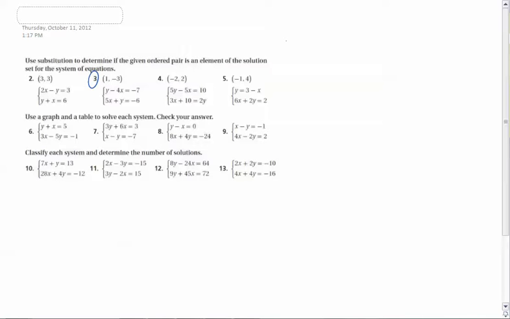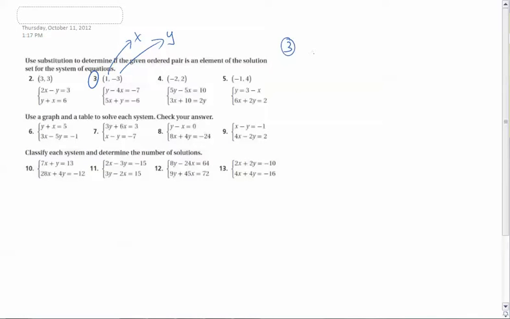And so with this, basically what you want to be able to do is plug in 1 for x and -3 for y into both of these equations. And then you're going to see if they are true for each, and if they are, then it is a solution for those two equations. So if I do this, here's number 3.